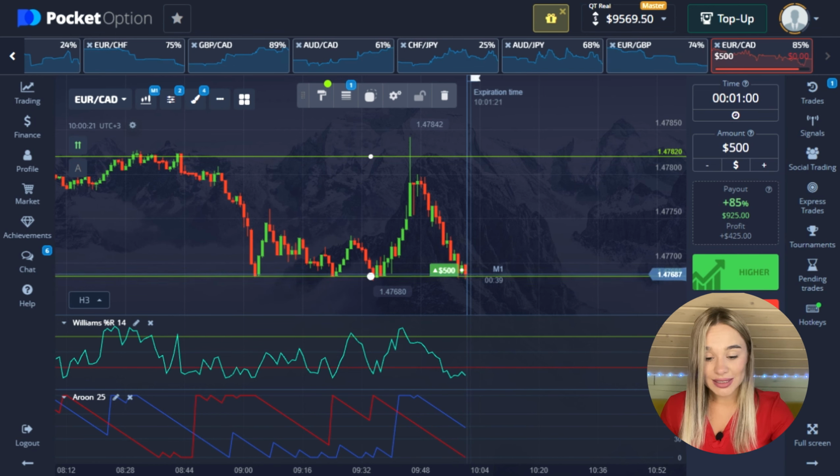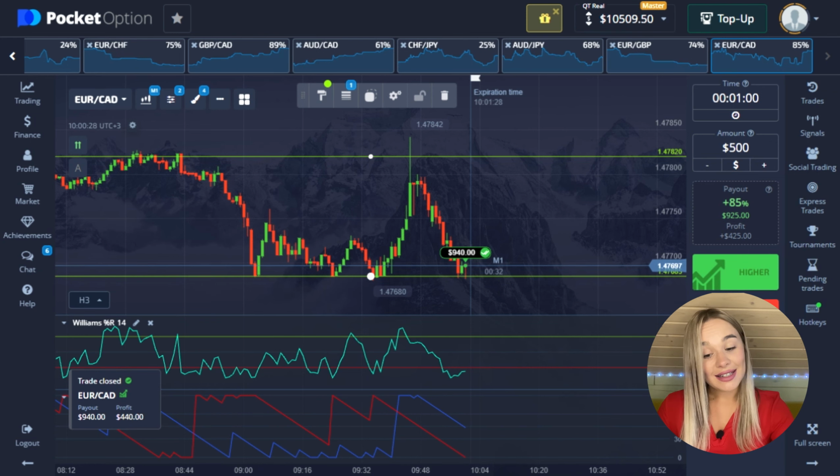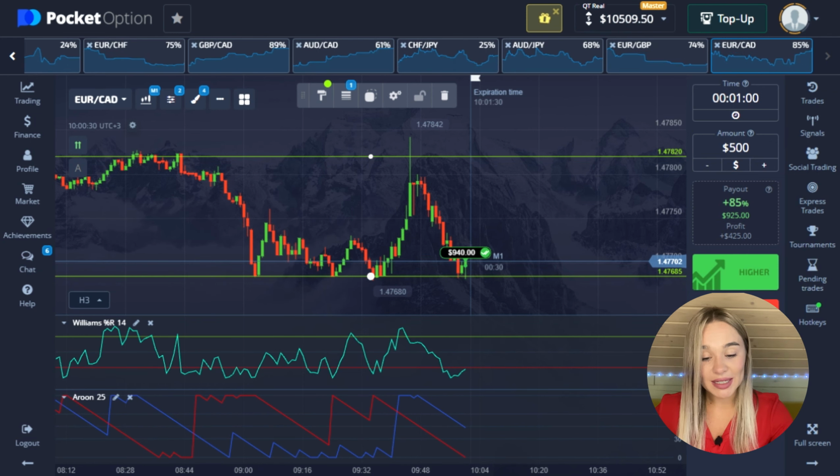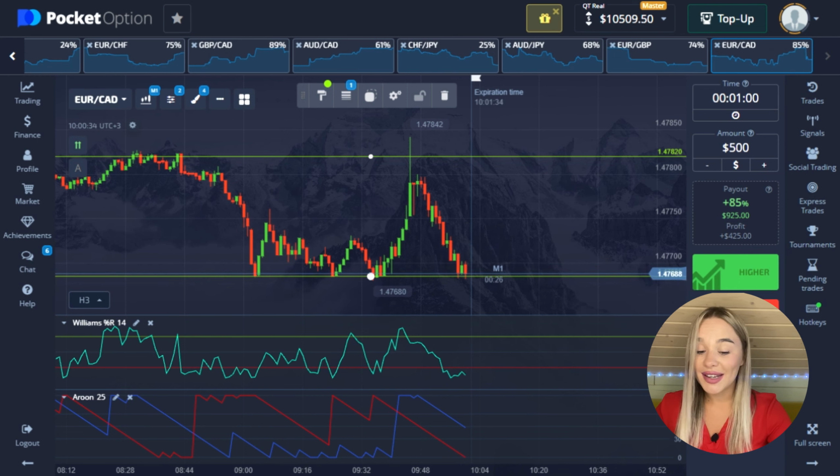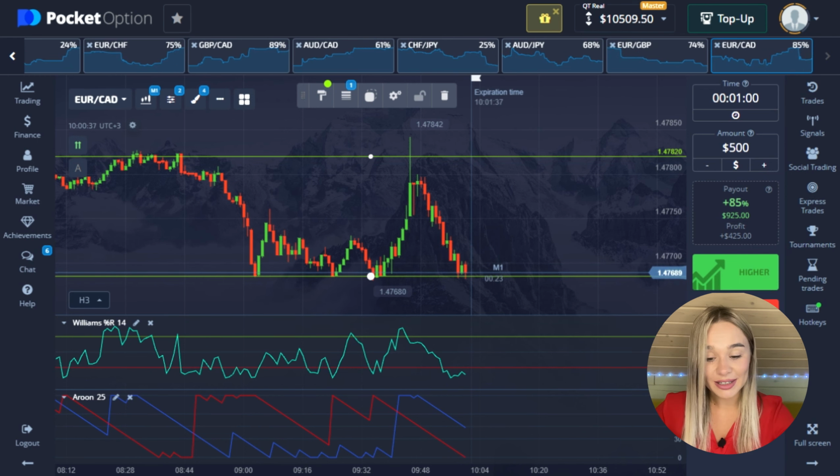Meanwhile, folks, our deal's expiration time is just about up. And $940 goes back into my deposit, making a net profit of $440. Not too shabby, but let's keep going.